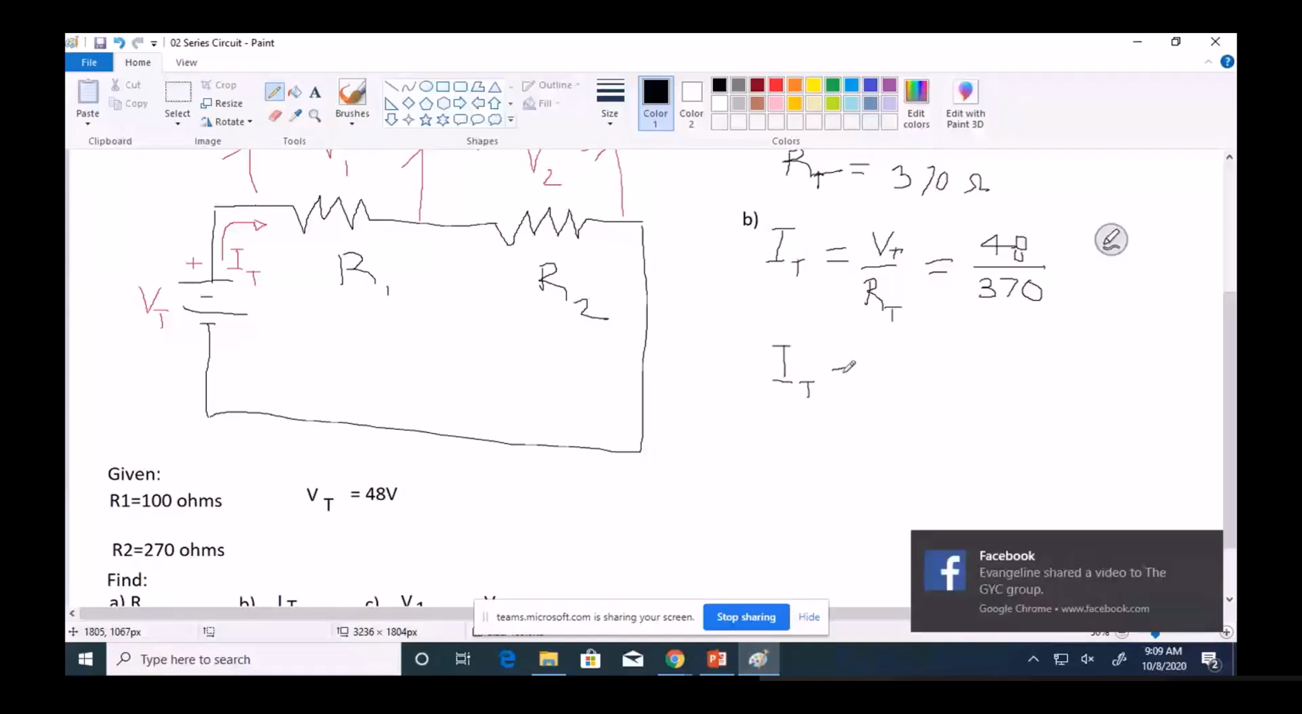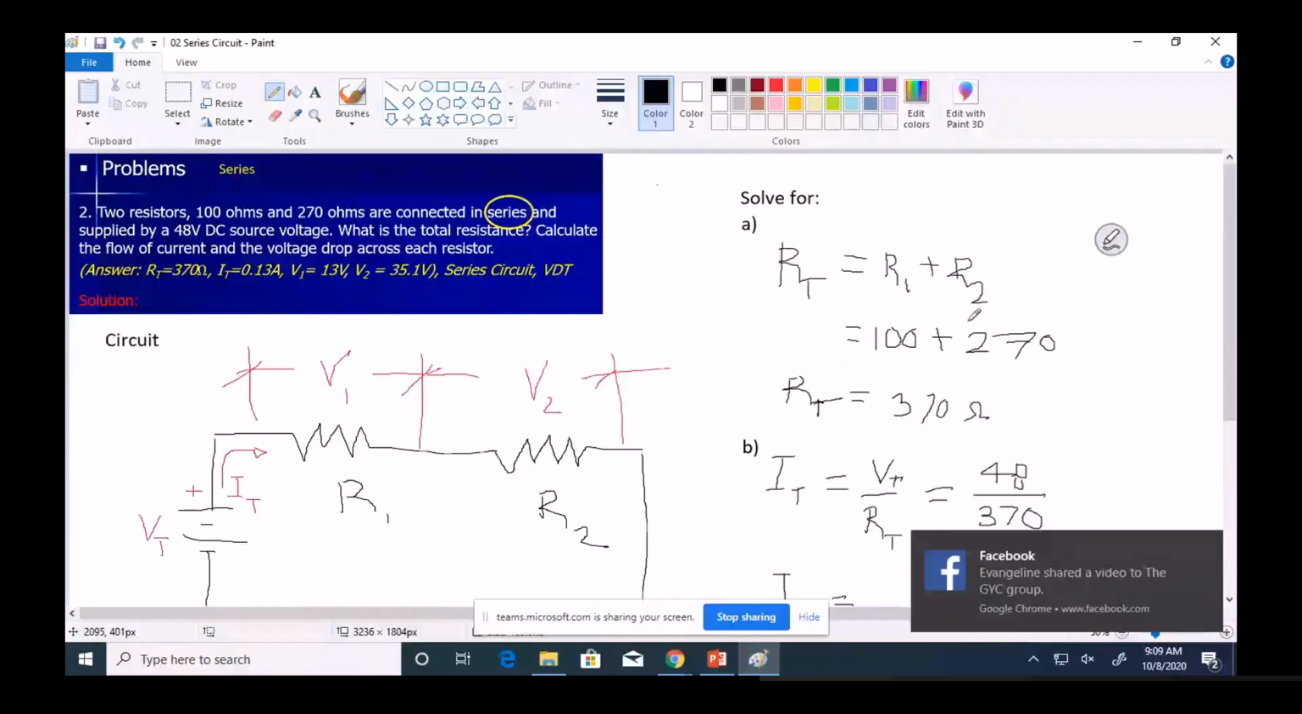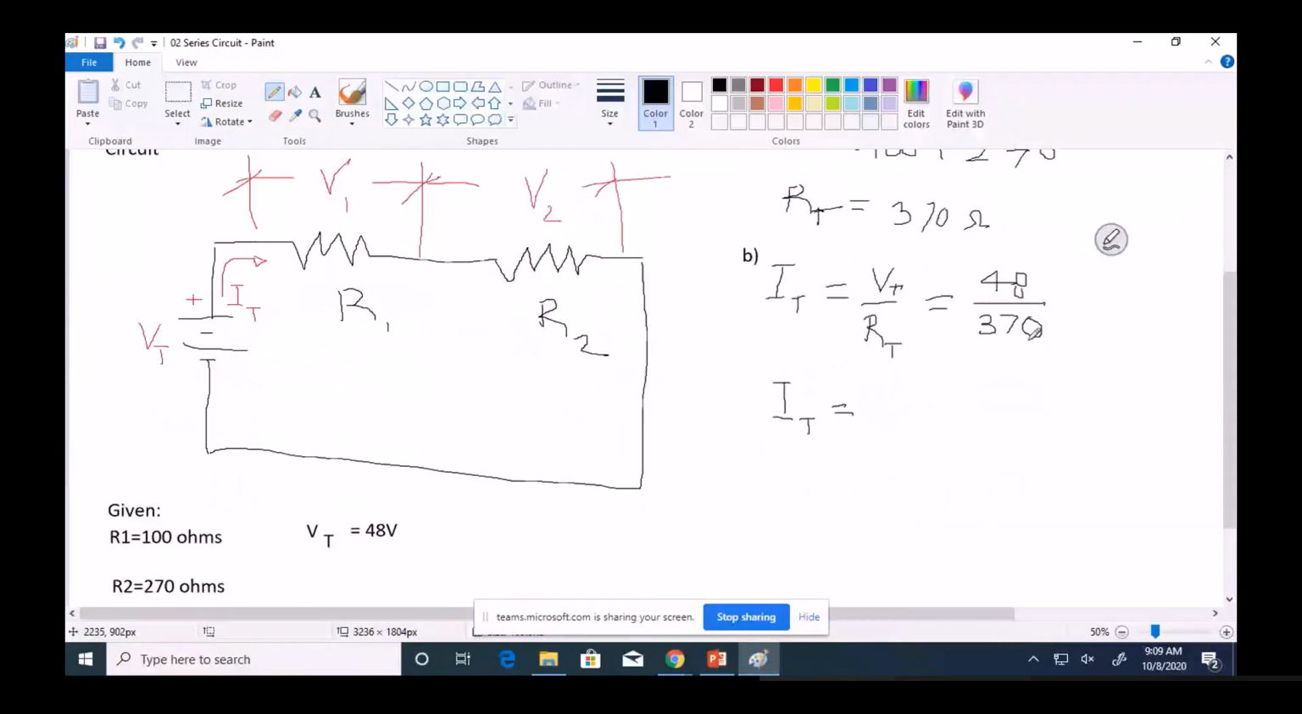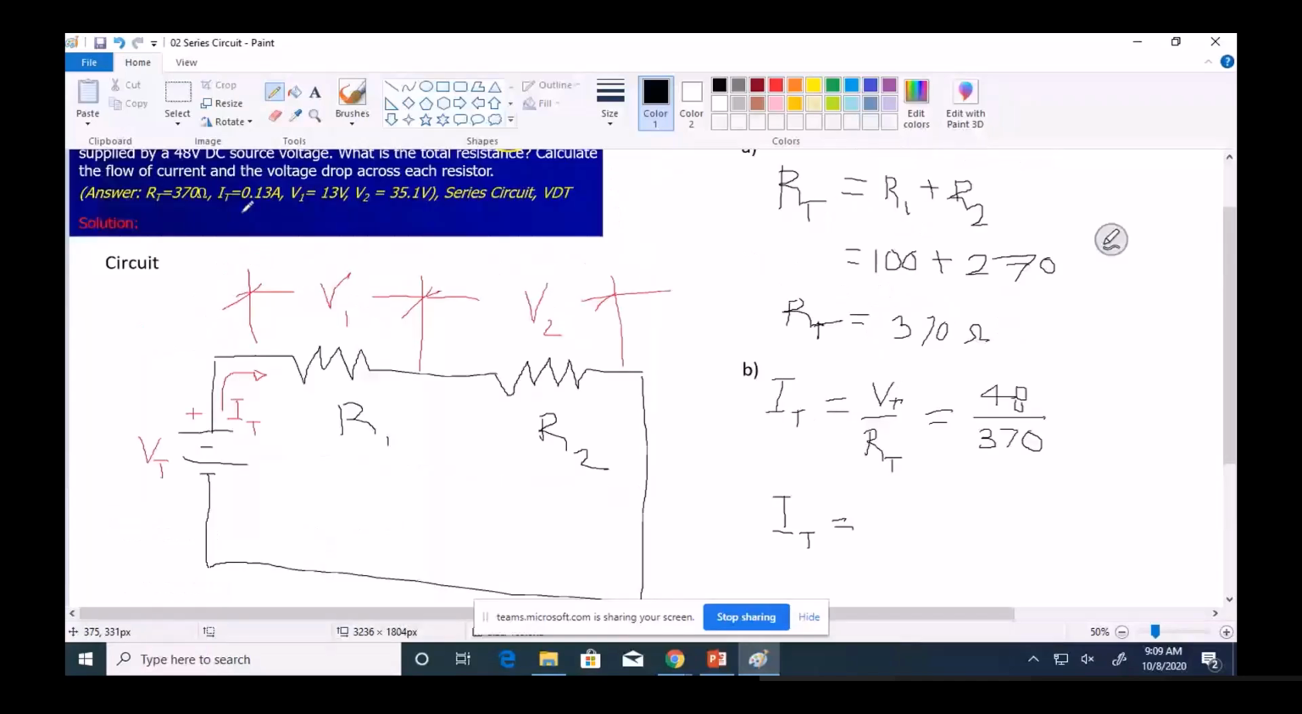Tell me the value of I total. Anybody? What's the value? Calculator, please. 0.13. Very good. Okay, 0.13. No problem. The unit will be amperes. You may also write this one in another way using the prefixes. This is 130 milliamperes. That's how to solve for the I total.